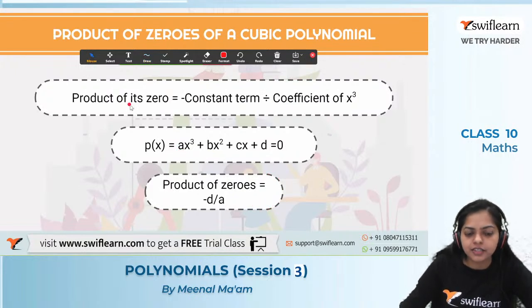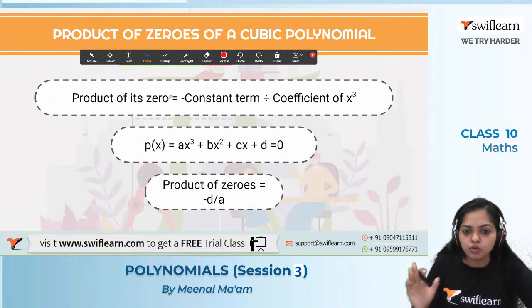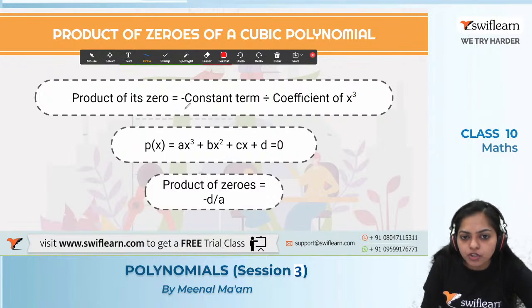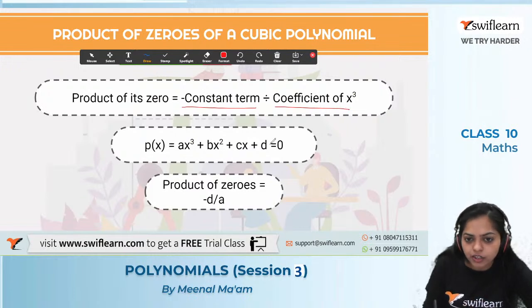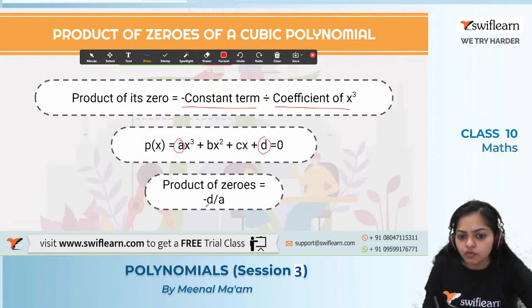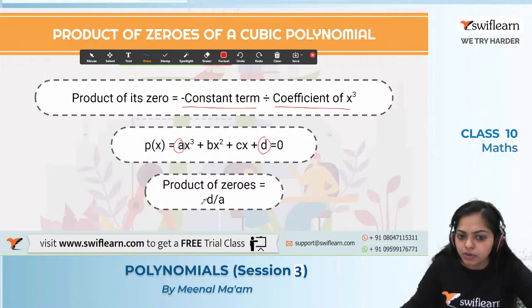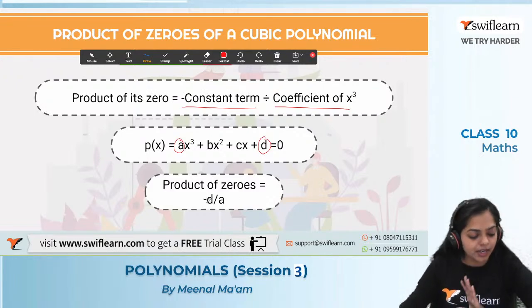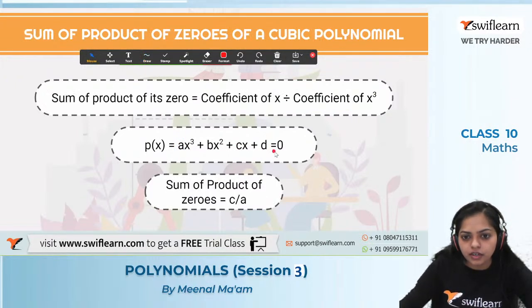And here's the slide. Next. Now product of its zeros. We have discussed the sum of zeros, that will be equal to minus b by a. Now the product of zeros will be equal to minus constant term divided by coefficient of x cube. Alright, so here the constant term is d, and again the minus sign is also there, minus d, and coefficient of x cube is a. So the product of zeros will be equal to minus d by a. Got it? Addition will be minus b by a, and product is minus d by a. Any doubt? No? Alright, let's move on to the next slide.